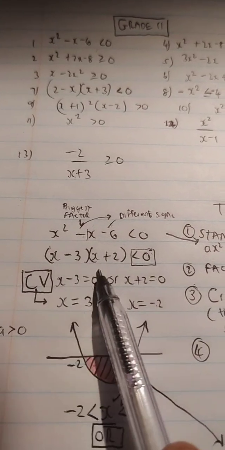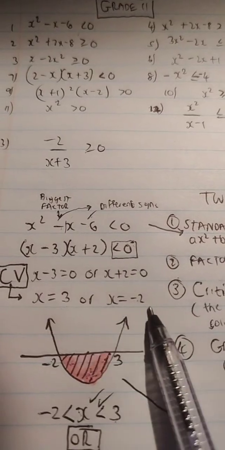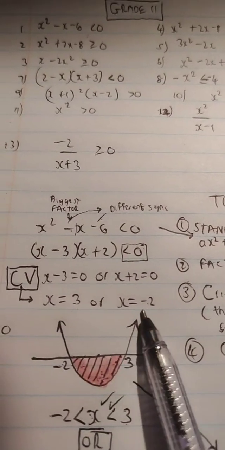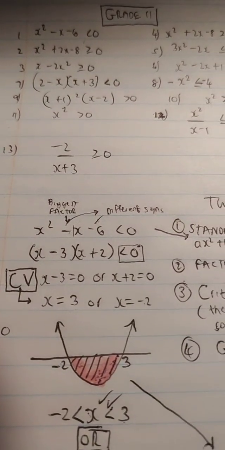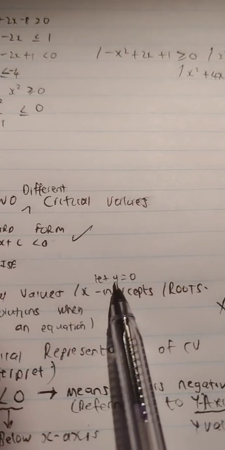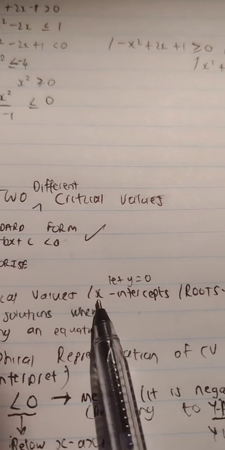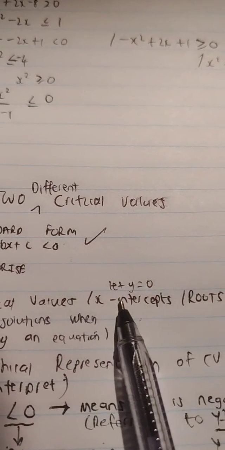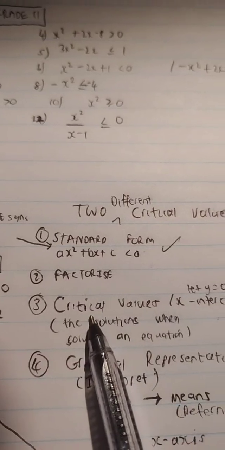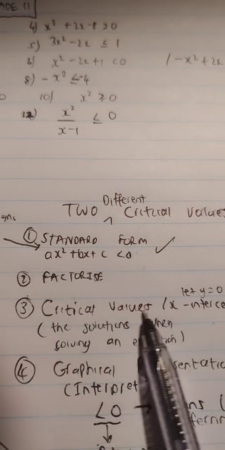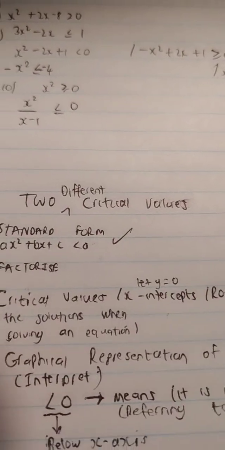Okay, you take the negative 3 over, you get x is equal to 3. You take the positive 2 over, you get x is equal to negative 2. So this is what we refer to as the critical values of the given expression. We are taking the expression as if it was equated to 0, because you know that when you let y be equal to 0, you get what we call the x-intercepts in functions. We also refer to the x-intercepts as the roots, or another word that we use is critical values, the solutions when solving an equation that is equated to 0.